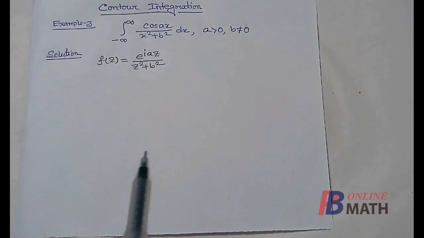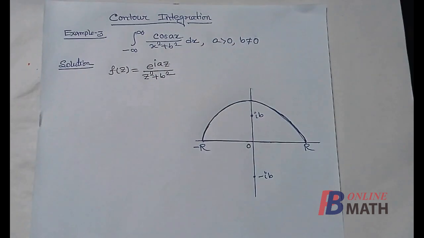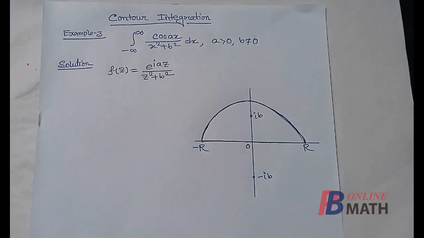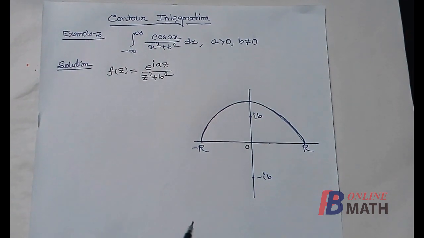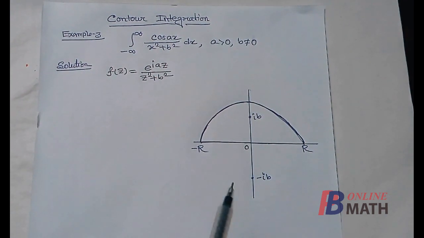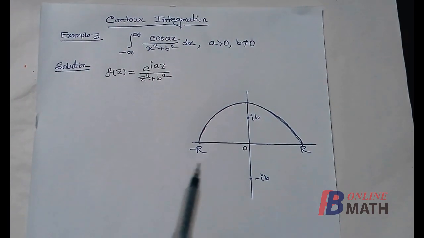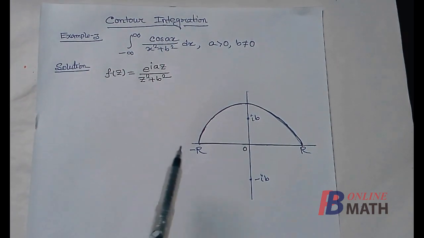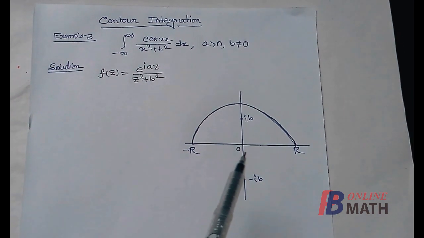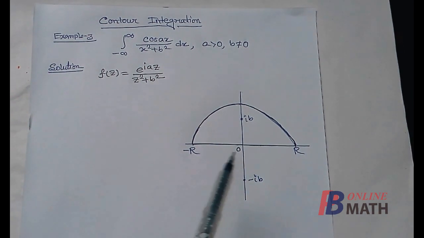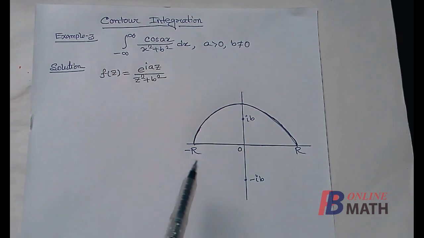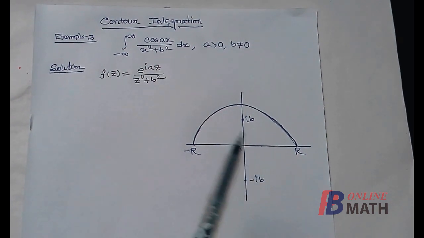So we first draw the contour. Roughly this is our contour, a semicircle of radius R centered at the origin. As we have said, the real axis must be a part of the contour. So here is the real axis. This is a part of the contour. Since the contour must be a closed curve, we are selecting this semicircle.